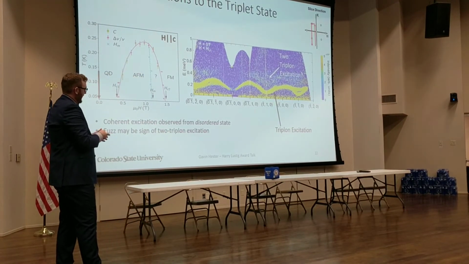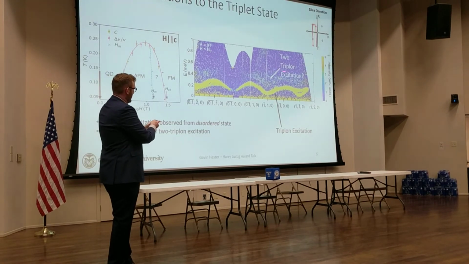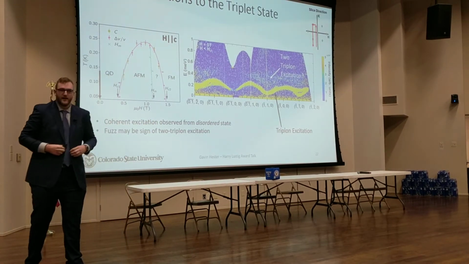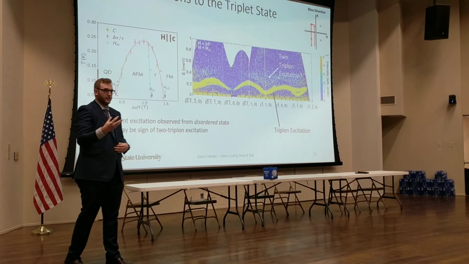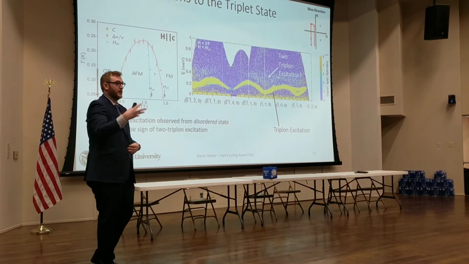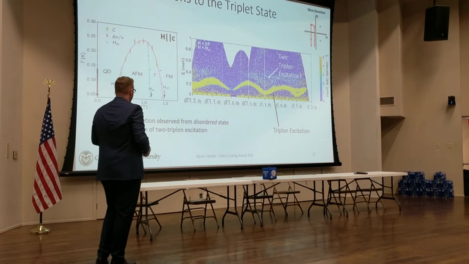Additionally, we're going to pay attention to this as we go through the dome. There is this kind of fuzz, and I know it takes a kind eye to look at, but that could be signs that we have 2 triplet excitations occurring. So the neutron, in theory, can make 2 triplons at once, rather than just making 1 triplon with that sharp yellow band.